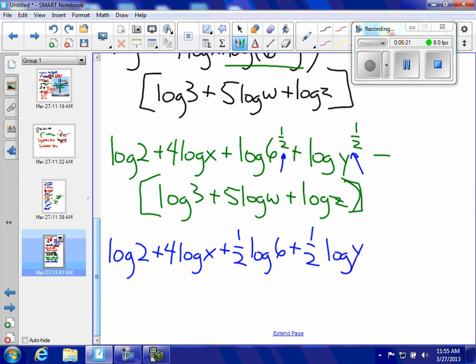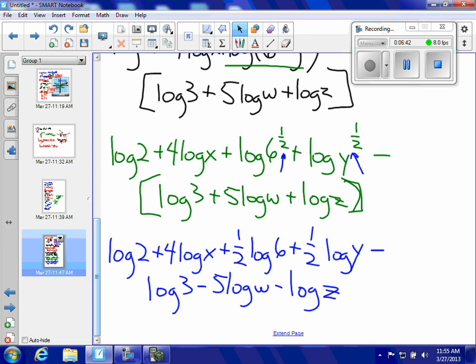log y minus, I think I'm going to start distributing my minus sign to these things that were in the bracket. Minus log 3 minus 5 log w minus log z. So I got rid of my brackets and I've got the proper signs on everything now. And that's really about as far as I need to take it. I could maybe do a little something else here with the 1/2 log 6, but really if you got it down to this point there, I think that you're in pretty good shape.